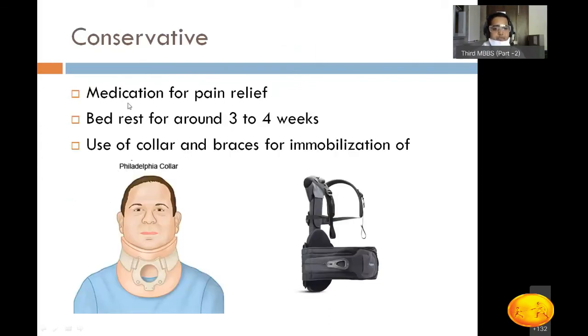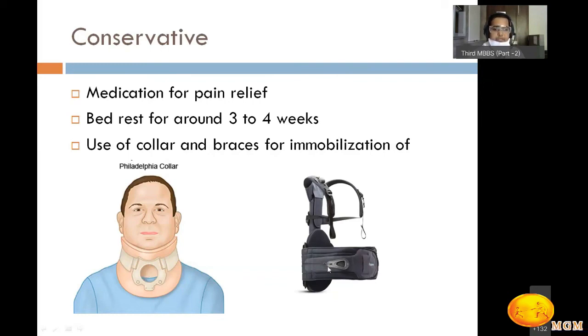Conservative management consists of medication for pain relief, bed rest for around 3 to 4 weeks, and use of collar and braces for immobilization of the injured area of the spine. So these are a few examples. This is a Philadelphia collar, which is used for injuries in the cervical spine, where, with our evaluation of radiological and clinical examination, we have said that this patient needs conservative treatment. We will put him on a Philadelphia collar for about 3 to 4 weeks. And there is this big hole which can be utilized for tracheostomy.